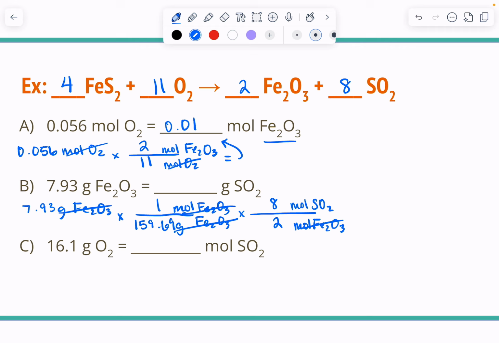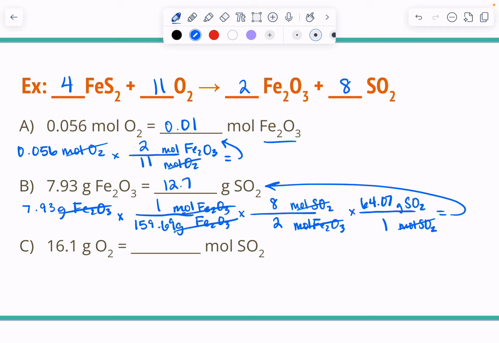Moles of Fe2O3 will cross out, and our final step is going to be going from moles of SO2 into grams of SO2. So same thing, add up your sulfur and your two oxygens, which is 64.07 grams. This will cross out, and when you solve it in your calculator, the answer that you should get here is 12.7 grams. And then finally, we're starting with 16.1 grams of oxygen, and we're turning it into moles of SO2. So not quite as many steps as the one before, but not as few as A.